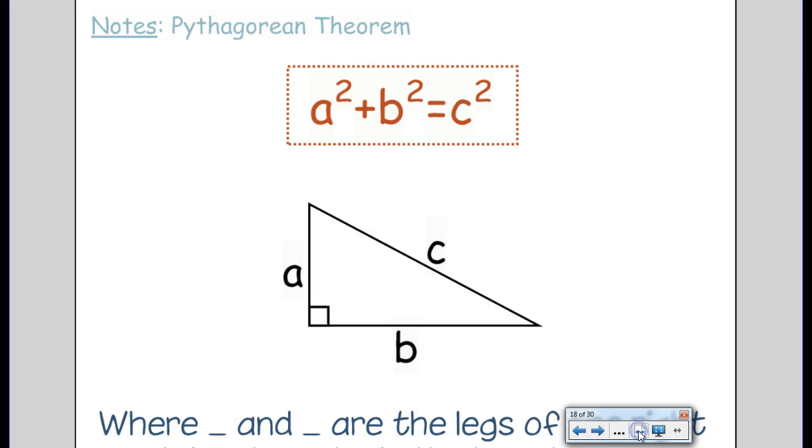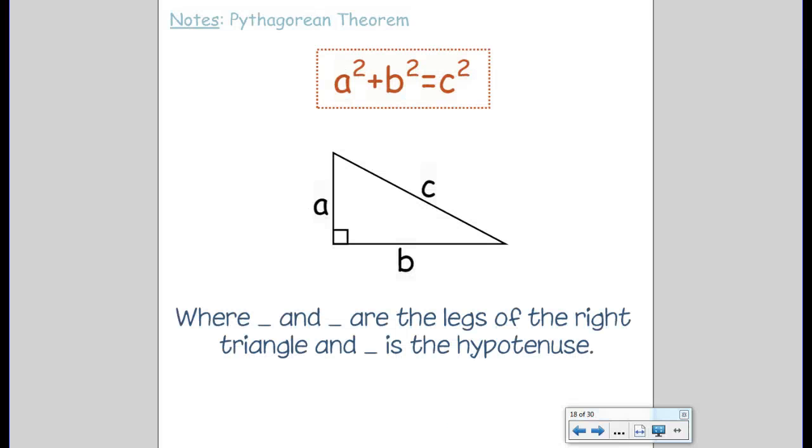Hypotenuse. Everyone say it. Hypotenuse. All right. So here is the Pythagorean Theorem. You've seen it. You know it. But today we're going to make sure we remember how to use it. The Pythagorean Theorem is a squared plus b squared equals c squared, where c is always the hypotenuse. A and b are the legs, but I don't care which one is which. The legs are interchangeable, because 3 plus 2 equals the same thing as 2 plus 3. It equals 5 either way. So a and b are interchangeable, but c is not. You have to get c right.